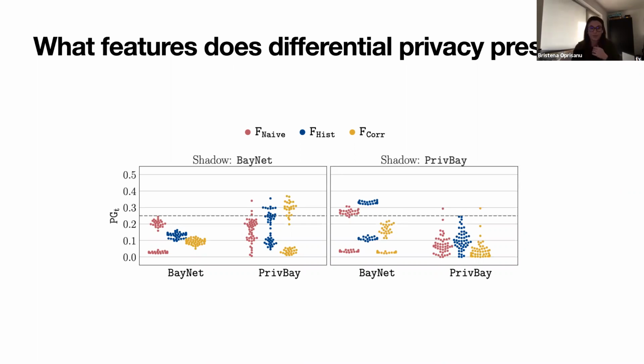So that is the case for the right-hand side plot, where we train with PrivBayes and we test on PrivBayes with epsilon equal to 0.01.